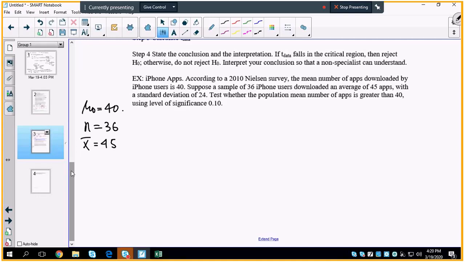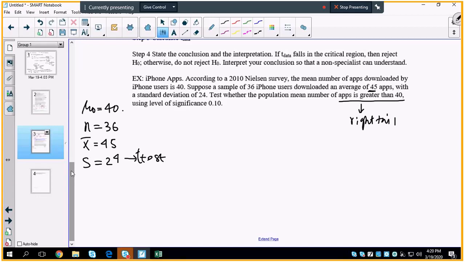With a standard deviation, see how it says it is coming from the sample? A sample of 36 iPhone users downloaded a mean of 45 apps with a standard deviation of 24. So this is S. So I need to do a t-test. And for the t-test, I'm not going to work it out. I will just use the t-test spreadsheet and show you how it works. It is telling us to test whether the population mean number of apps is greater than 40. So now I want greater than 40. So this means I should do a right-tail test at the level of significance of 0.10.